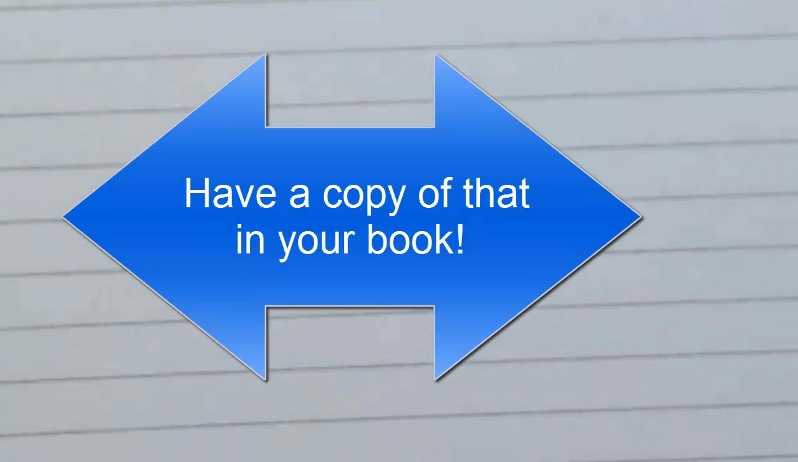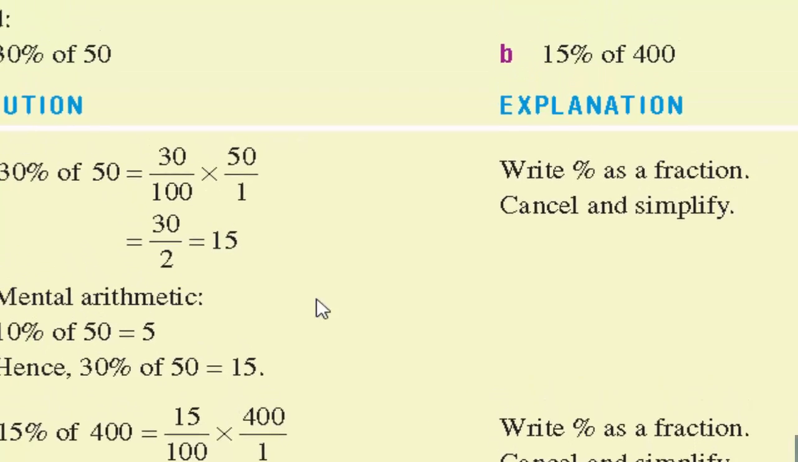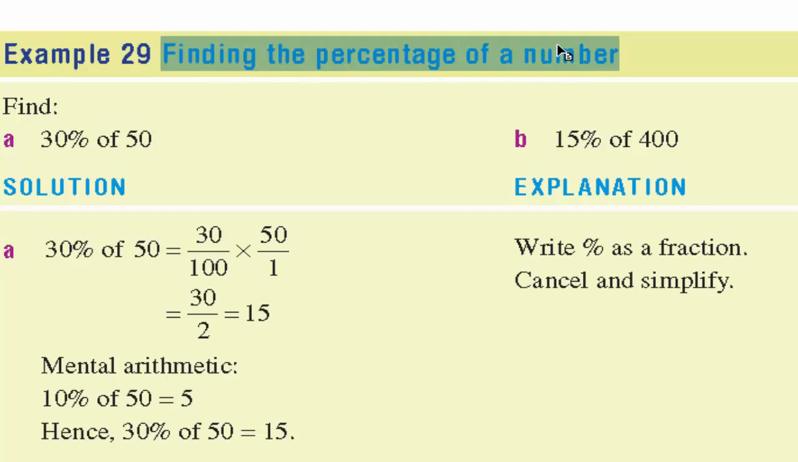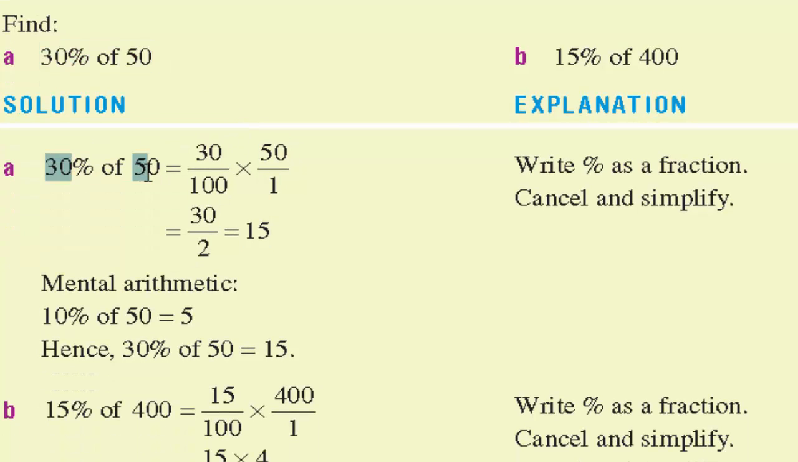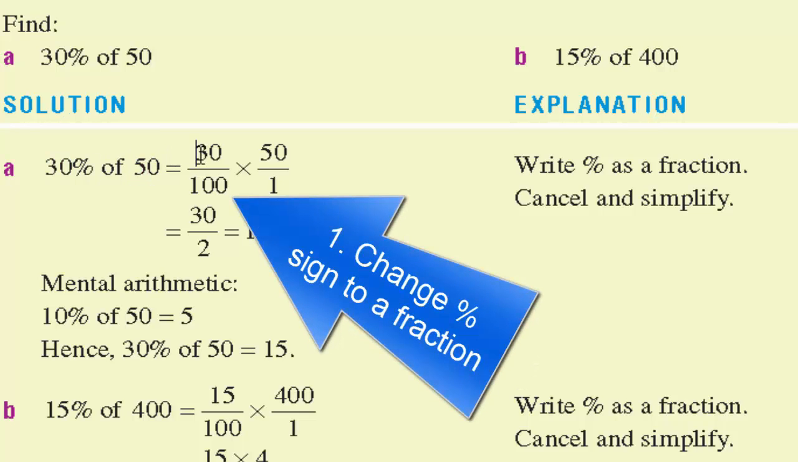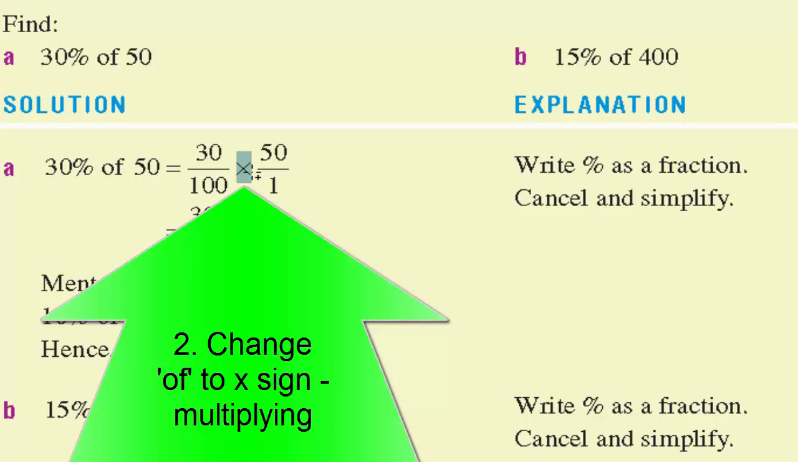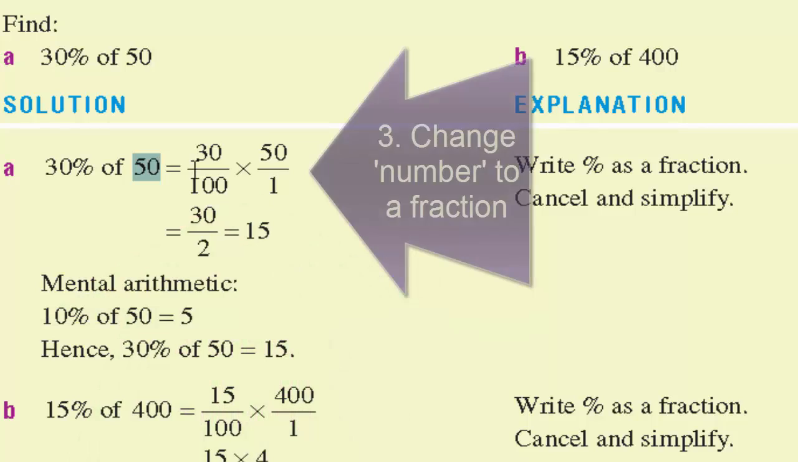Example 29, we'll have a quick look at that from the textbook. Find a percentage of a number, which is exactly what we've done there. 30% of 50. Let's go through their steps. First thing they said was to change the percent to a fraction. That's this, 30 out of 100. Next, change the of to a multiplying sign. There, we've done that. Then the next step was change the number to a fraction as well. 50 becomes 50 over 1.